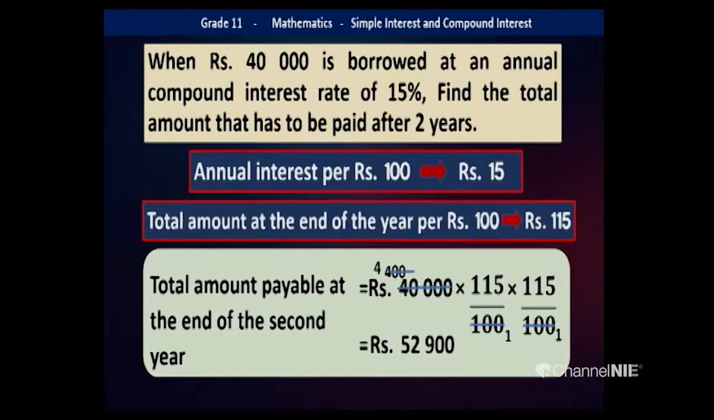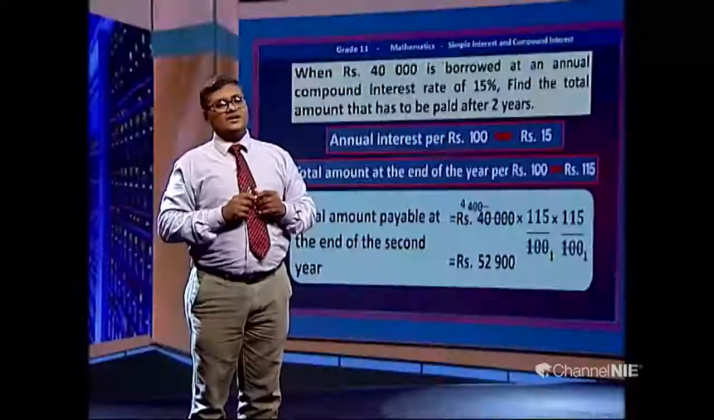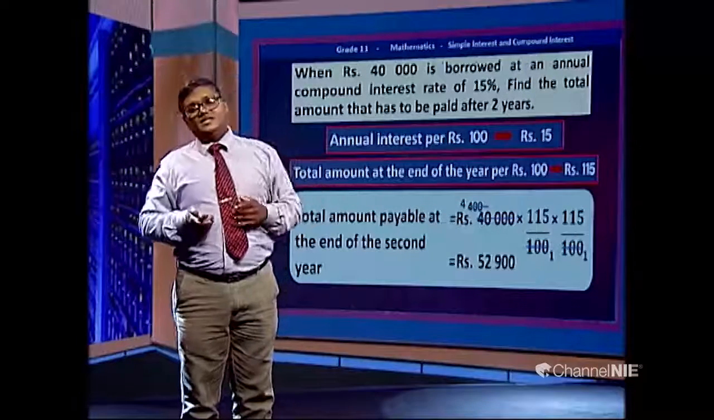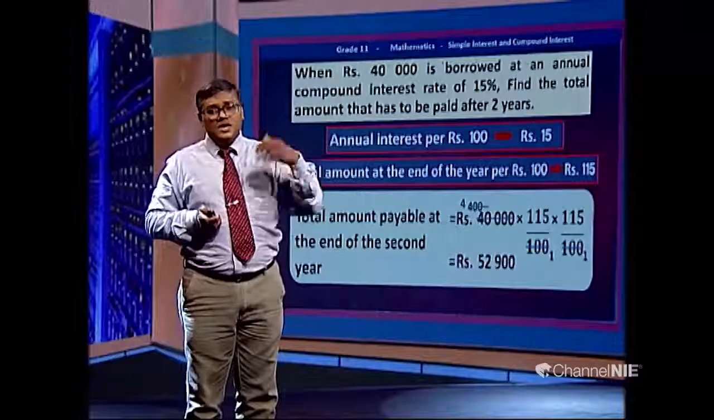See, this is a calculation you did in one line to save time. Here we didn't calculate the interest. If someone asks what is the interest, you have to subtract 40,000 from 52,900 and get the total interest. This is a short method. Let us move on to another question.